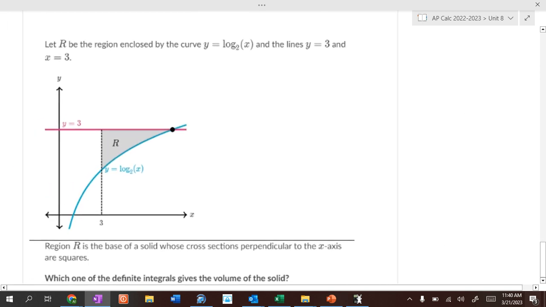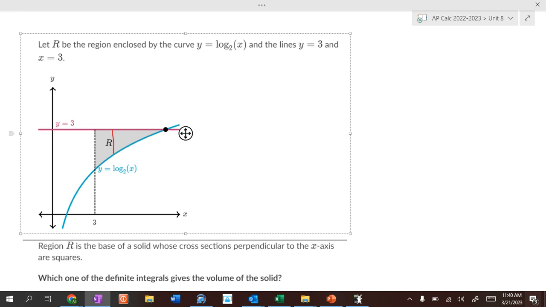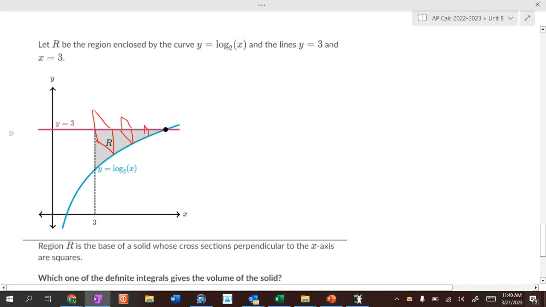This one. Okay. These are squares again. Squares. Now, what do we got going on here? Well, we got the integral. What's my top curve? 3. What's my bottom curve? Log base 2 of x.